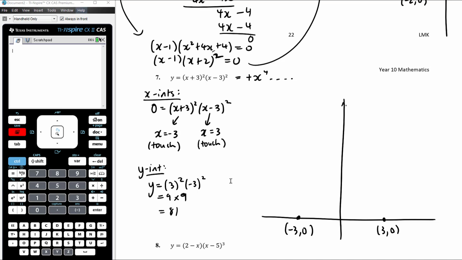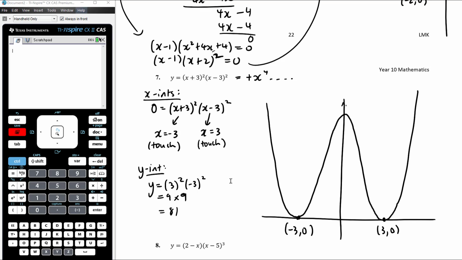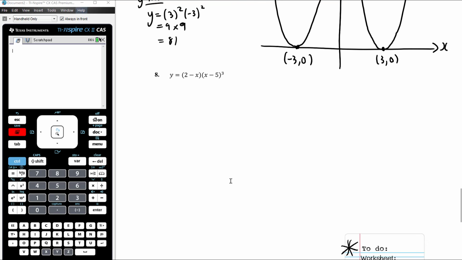So we're going to start at the top, we're going to bounce or touch at the first x-intercept, we're going to have a big y-intercept, we're going to bounce or touch at the second intercept, and then we're going to keep going. Okay, so my y-intercept is 0, 81, my x-intercepts are labelled, my y-intercepts are labelled, and my shape is correct. Okay, last one, question 8.